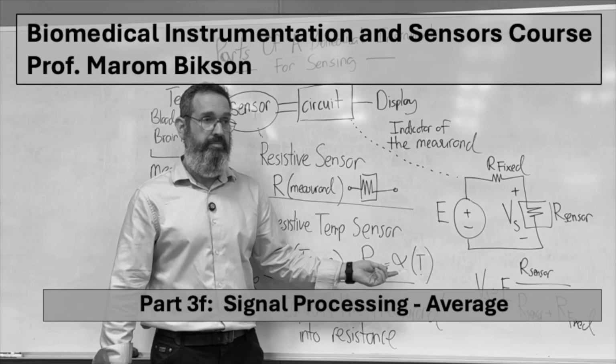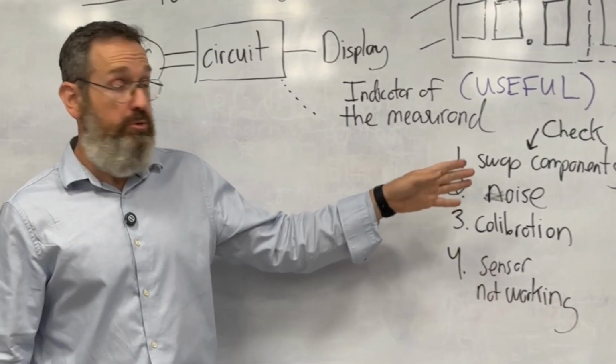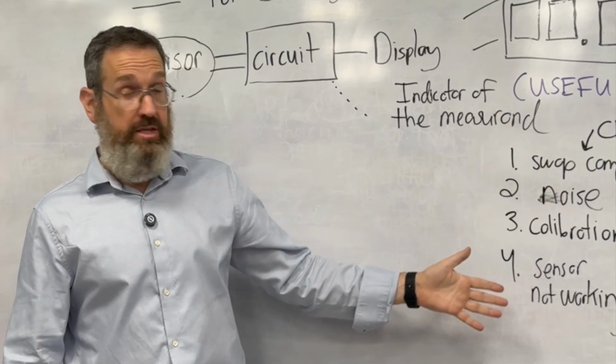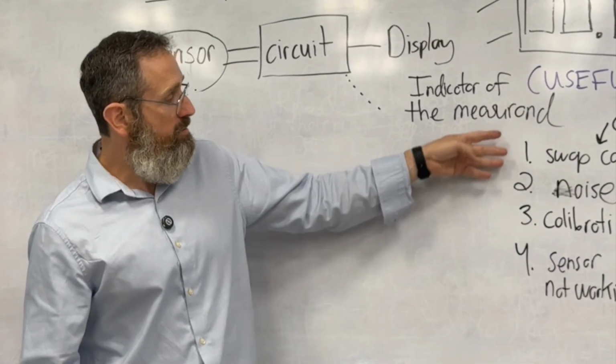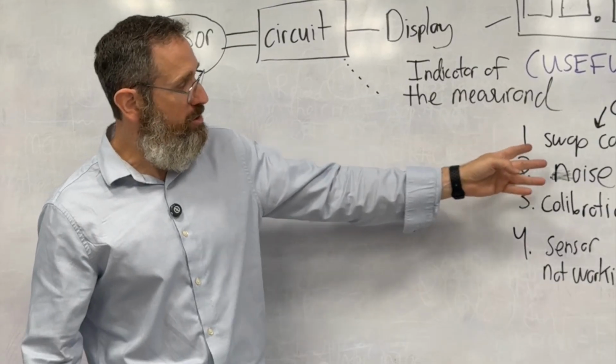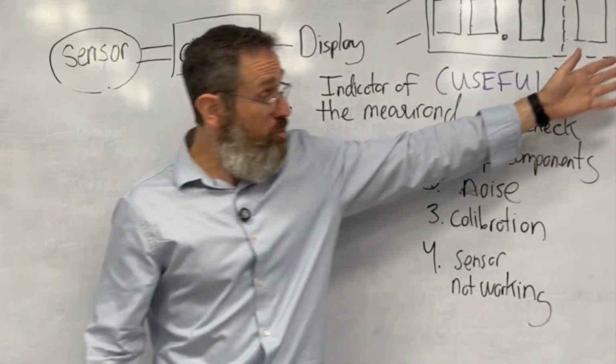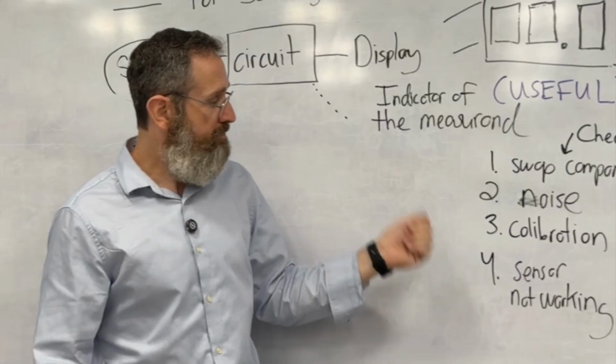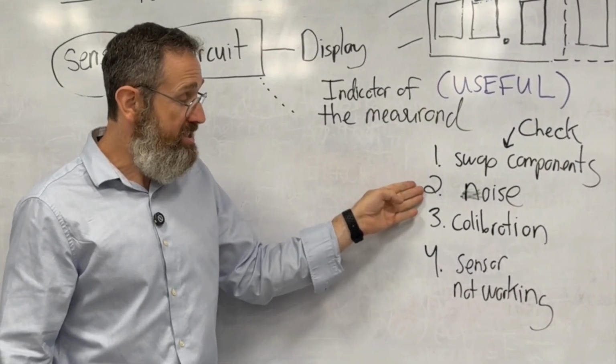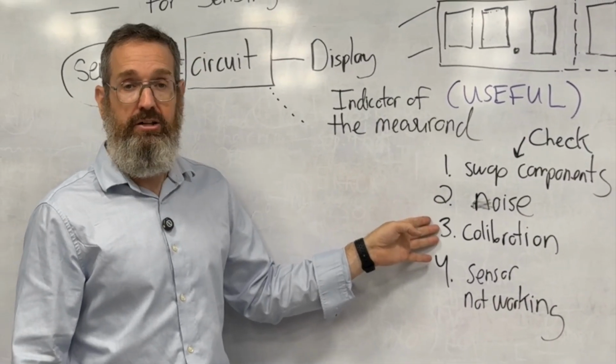I want to talk about two things that we brought up, right? We talked about how to make these things work better. We talked about making sure that your components are correct so that the equation matches reality. We're going to talk about noise briefly, and we're going to talk about calibration.